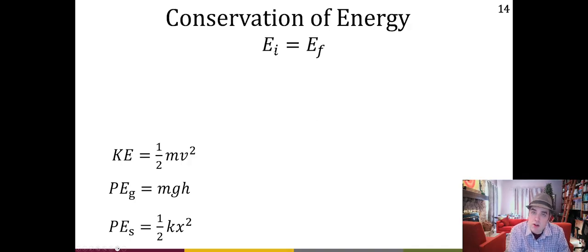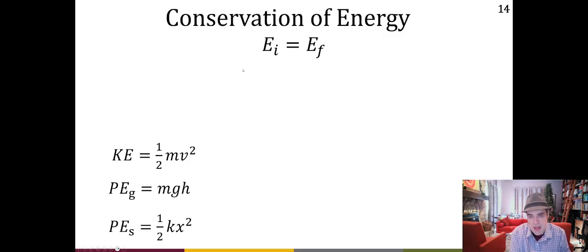This brings us to conservation of energy. So the total energy at any point in time equals the total energy at any other point in time. So we're not gaining or losing energy along the way. So we have our three forms of energy so far: kinetic energy, gravitational potential energy, and spring potential energy.